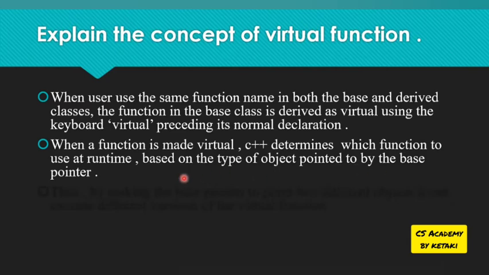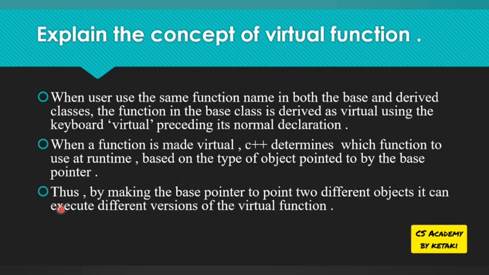Next, by making the base pointer point to two different objects, it can execute a different version of the virtual function. Means the base class pointer points to two different objects, and it executes a different version of the virtual function.